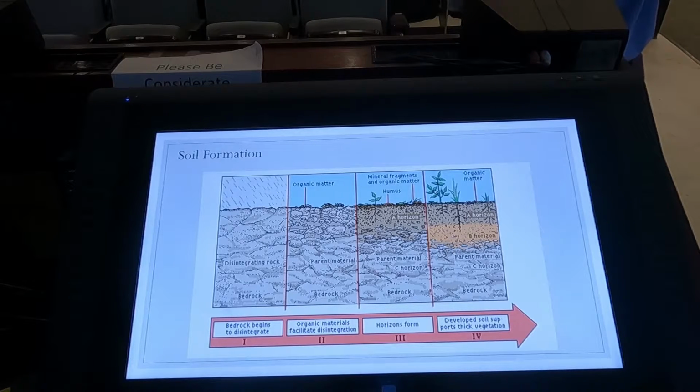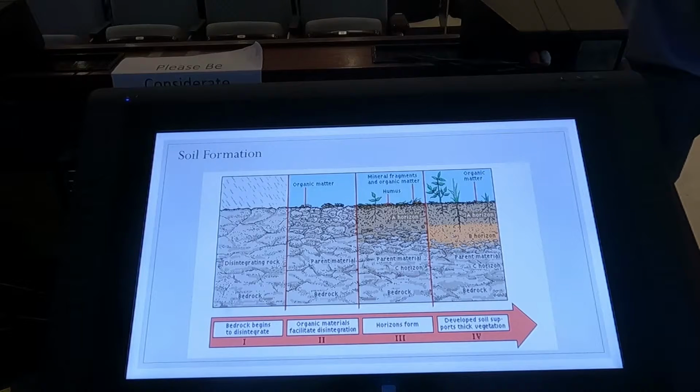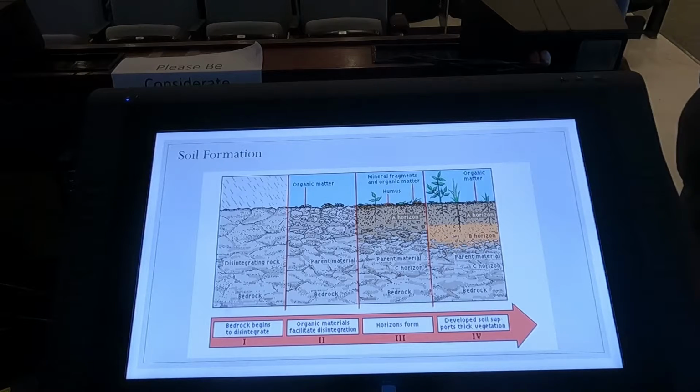The plant will grow, it will drop a leaf or two, or all of its leaves over its life cycle. The microbes in that soil will begin to decompose the leaf litter, and then that will begin to add organic material and organic matter to the soil, and we will begin to develop horizons.